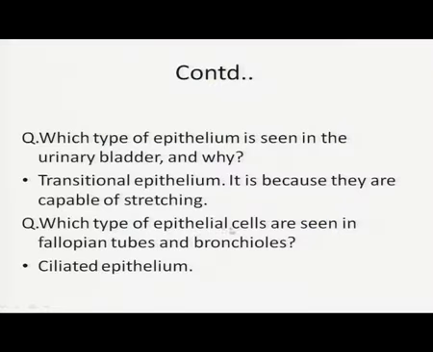Which type of epithelial cells are seen in the fallopian tubules as well as in the bronchioles? So, this was your fourth question. Yes, your answer is ciliated epithelium, because it helps in the filtration of air, it helps in secretion of mucus, as well as here in the fallopian tube it helps in the propulsion of the ovum.